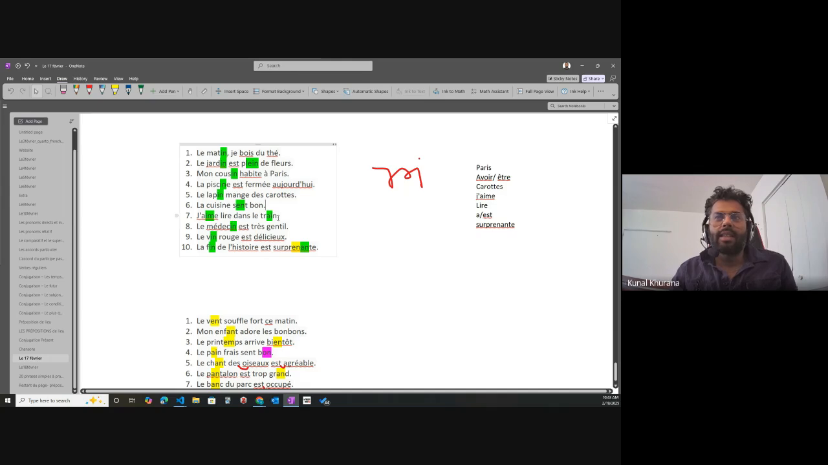So, j'aime lire dans le train. So it means that I love to read. Lire means to read, in the train. So it's clear. Yeah. So next one is clear. Next one.